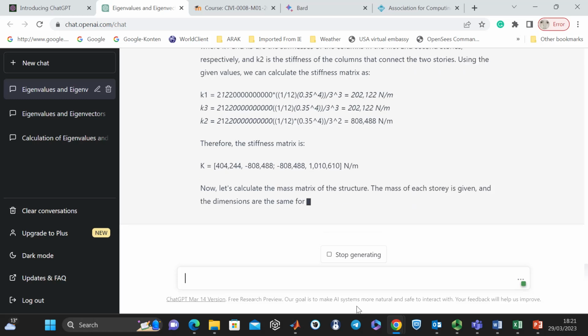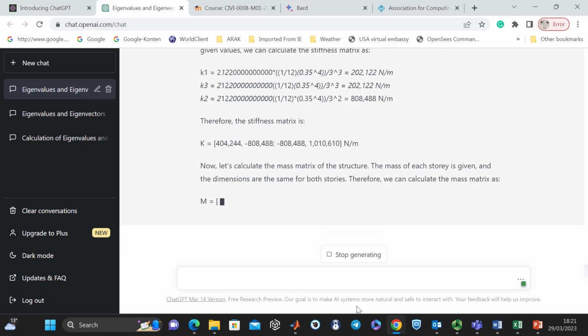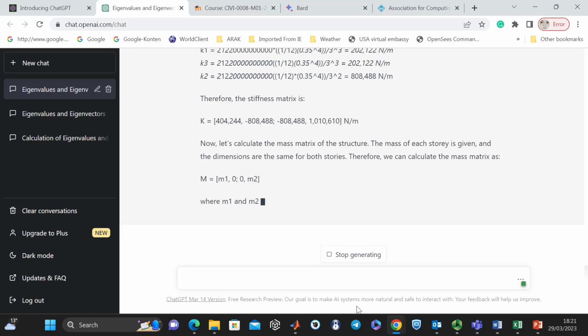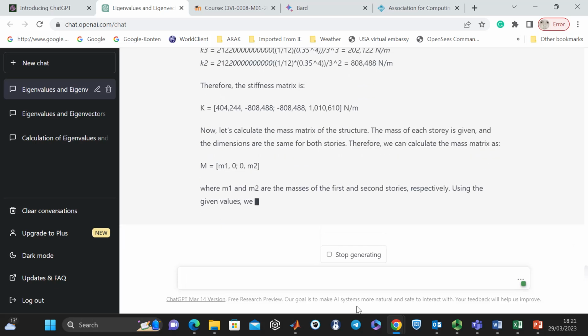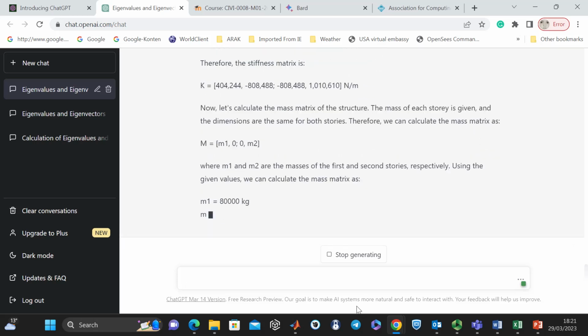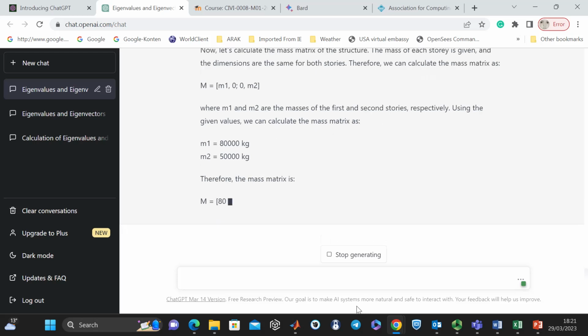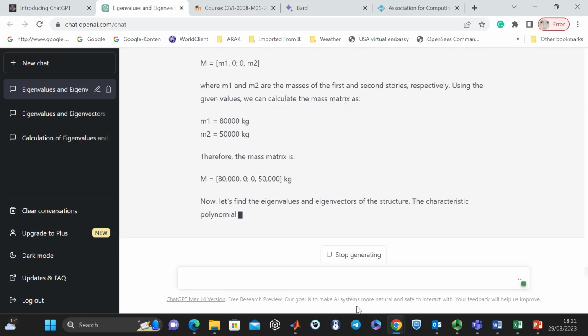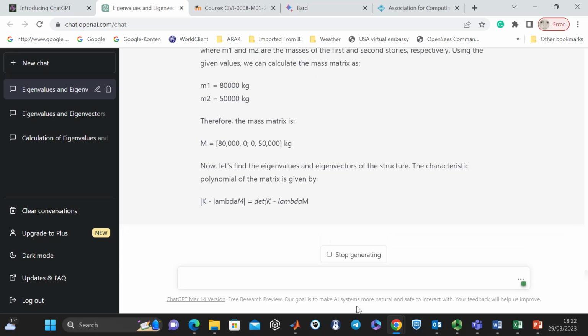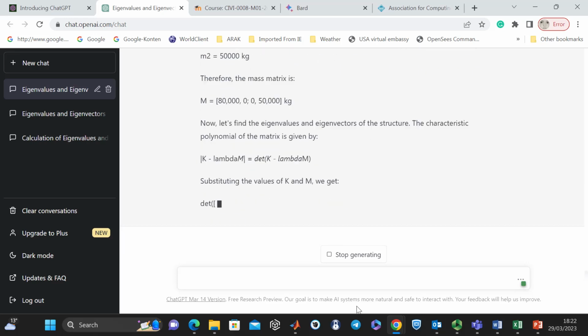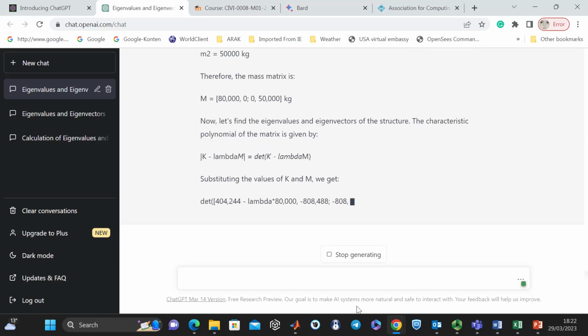So it's very important to better understand how it works and what kind of expectations we should have from them. For example, you can see it's really good with the mass matrix, but it fails with the stiffness matrix or in the process of determining the eigenvalues.